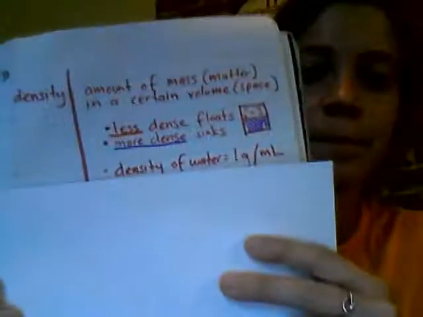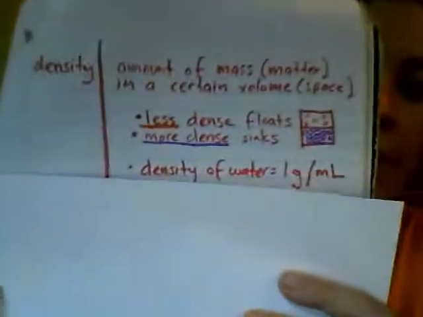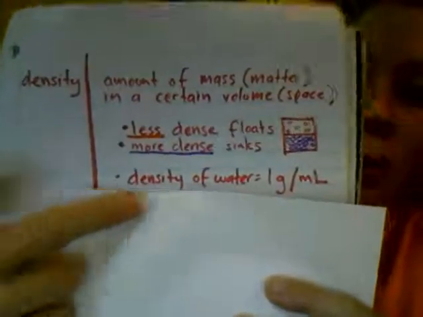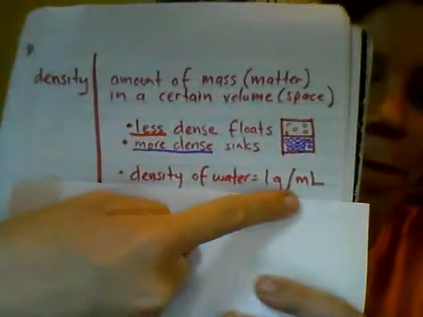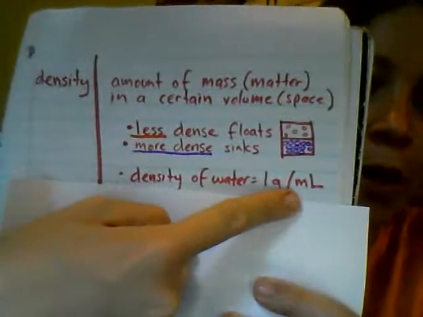You're going to make two observations, and using your notes, what you know about density, less dense things float and more dense things sink, you're going to make an inference. But first, you need to know that the density of water is 1 gram per milliliter. That means 1 gram of matter or mass per every milliliter of volume. Mass per volume.